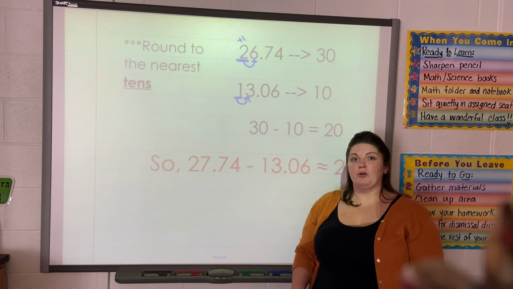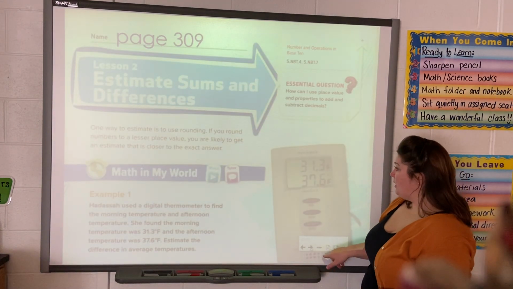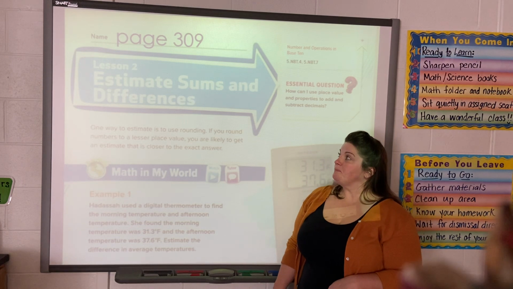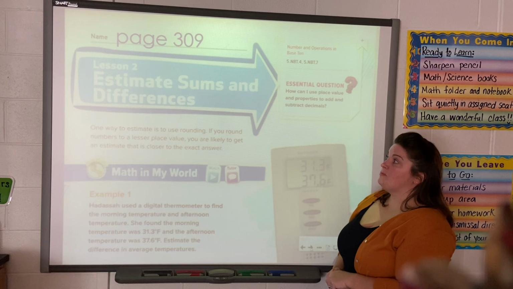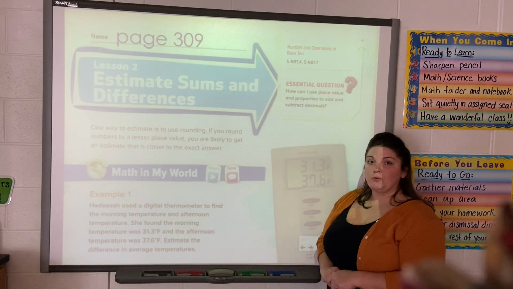So now you need to get your My Math book out and open. And we're going to begin on page 309. All right, lesson 2 in chapter 5, estimate sums and differences. One way to estimate is to use rounding.